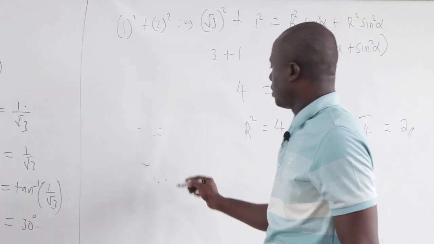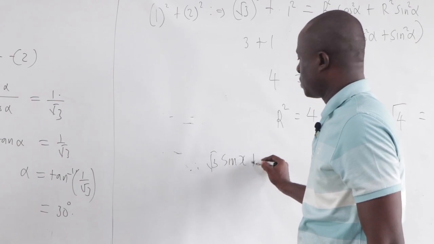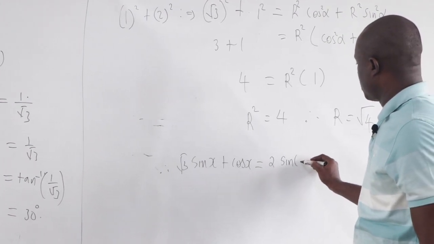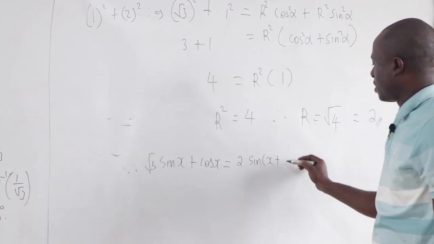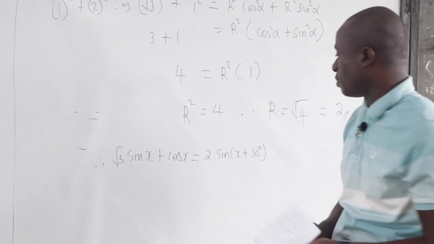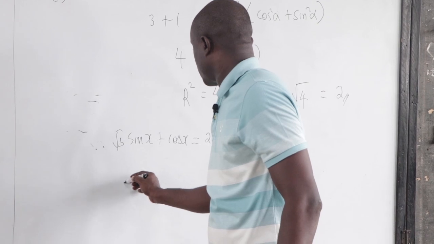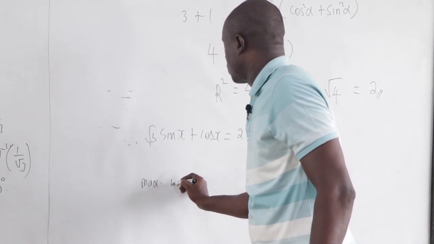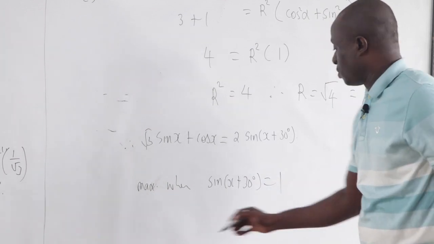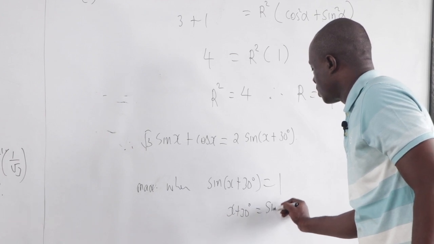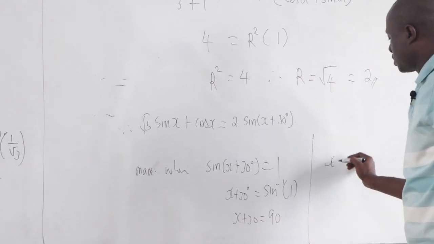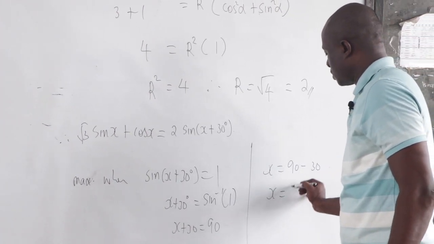Therefore, what do we have? Our root 3 sine x plus cos x equals r, what is our r? 2. So you have sine of x plus alpha. What is alpha? 30 degrees. Now the question says find the value of x for which this is maximum. And clearly this is maximum when sine of (x plus 30 degrees) is equal to 1. We want to find x, so x plus 30 degrees equal to sine inverse of 1. And sine inverse of 1 is 90. So our x will be equal to 90 minus 30. Our x equals 60 degrees.